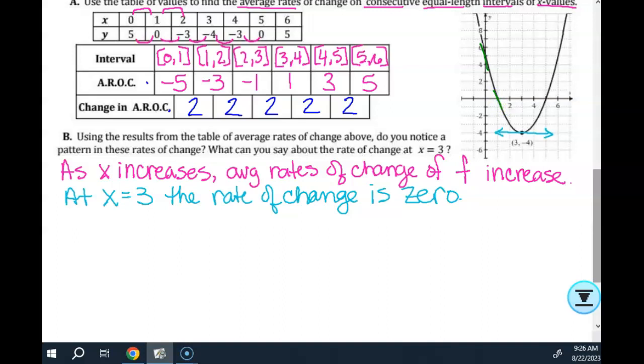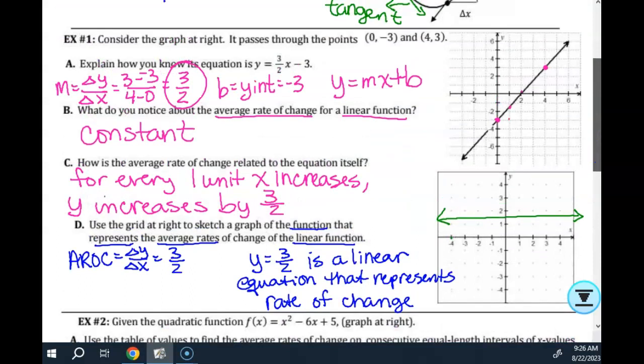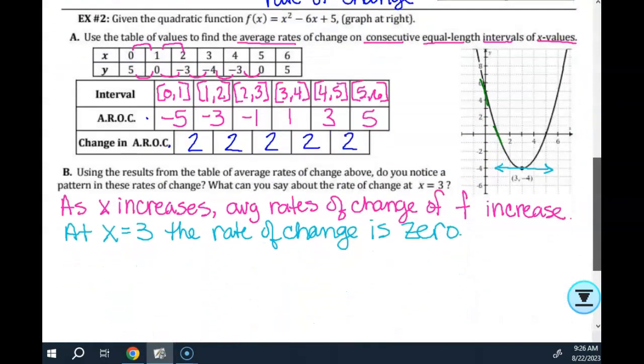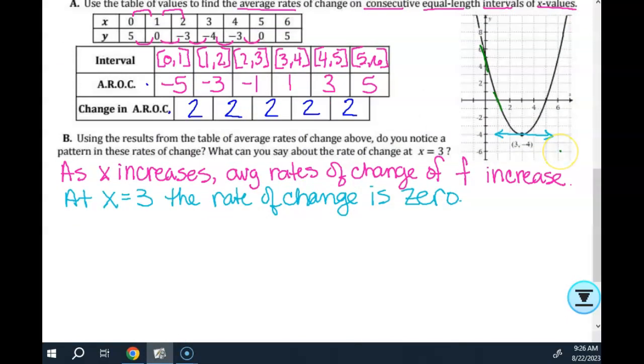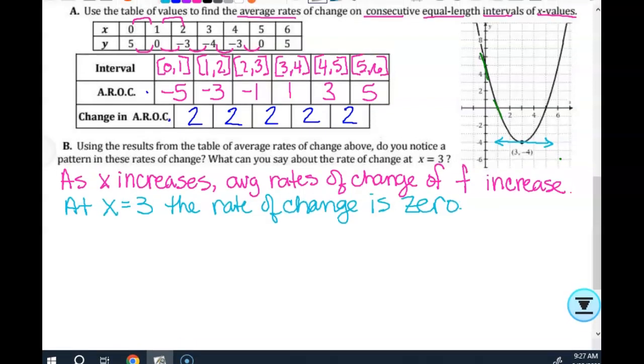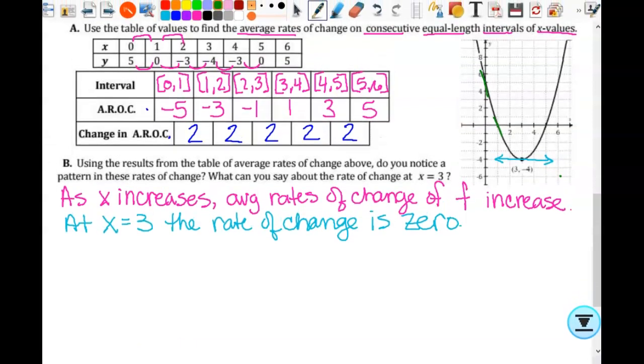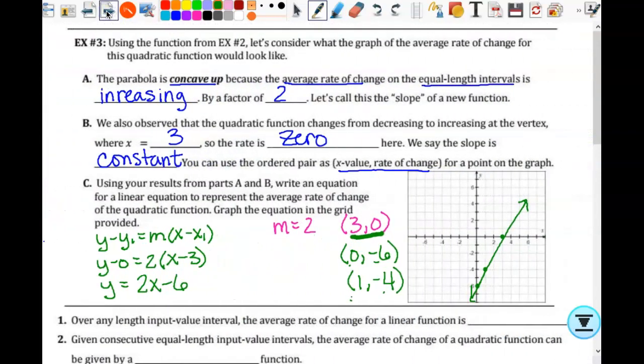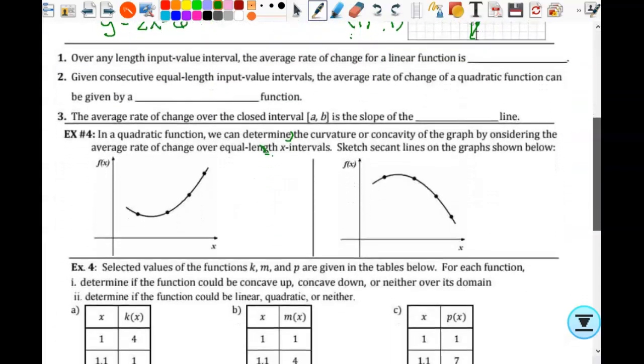Okay? So we took the linear function, we graphed the average rate of change, and it's constant. For your parabola, when we graph the rate of change, the function is linear right here. Okay? We good so far? All right. I'll take that as a yes.